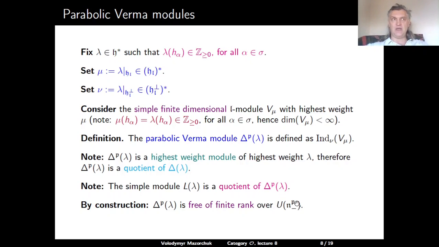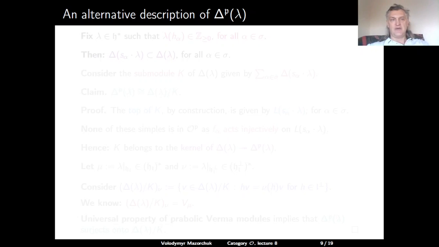So n minus P is exactly the difference between P and G. So the parabolic induction produces a free U(n minus P) module, whose basis is the module V mu we start with. We can also give an alternative description of the parabolic Verma modules.